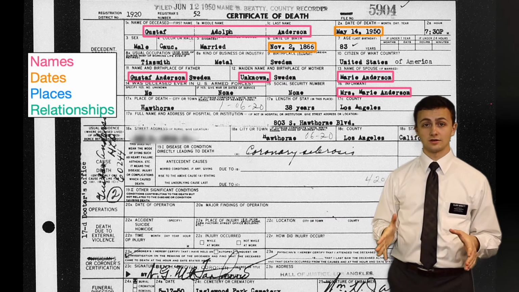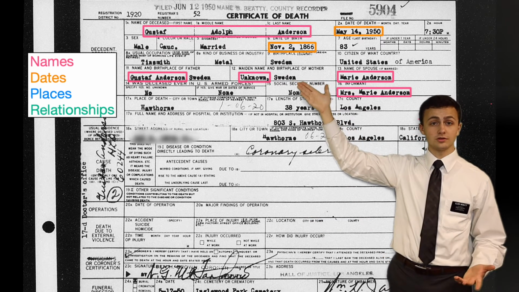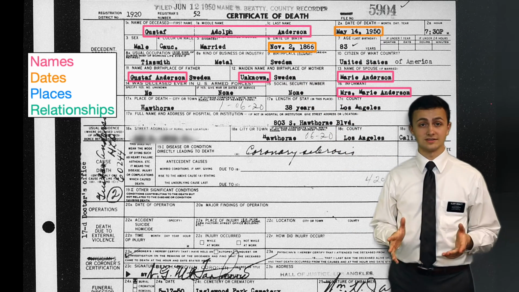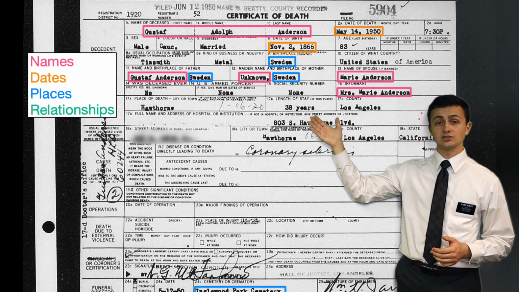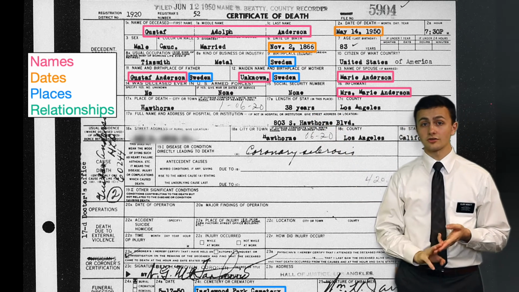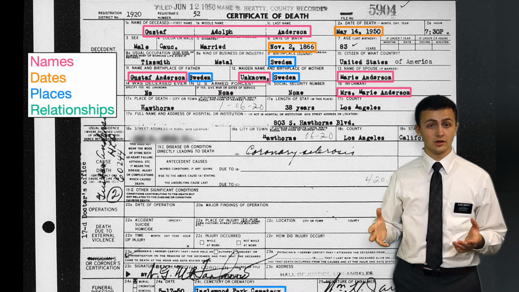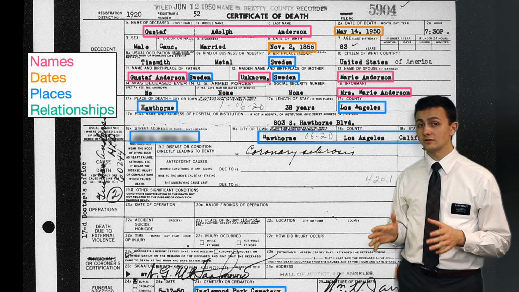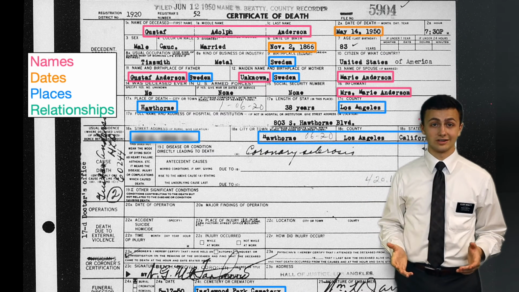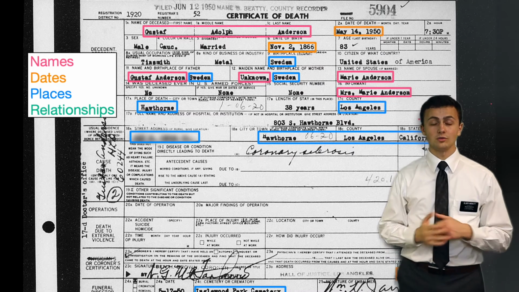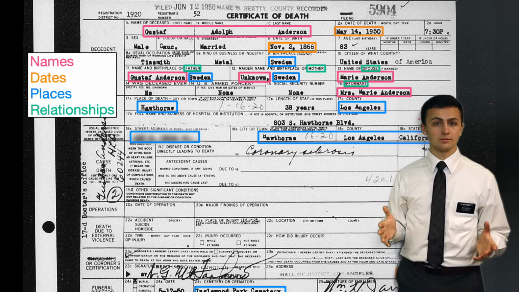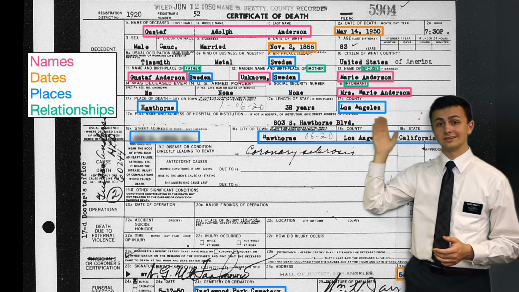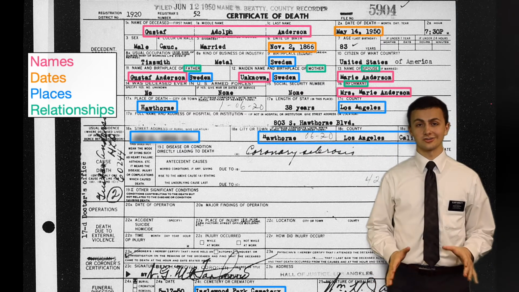Next are the dates. Right here we have the information for his birth date, and here is the information for his death date. Next, let's look for the places. Here we can find the information for where he, his mother, and his father were born, and that was in Sweden. And here we find the information for the residence he lived in for 38 years in Los Angeles, California. After that, we look for the relationships. We've mentioned them already, but we see that he has his father, his mother, and his spouse.